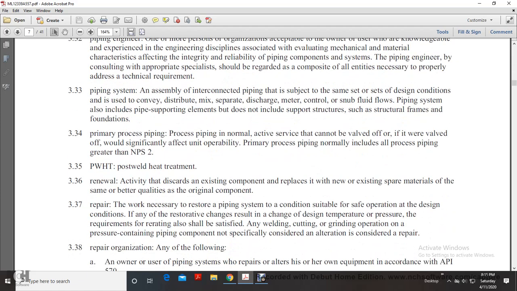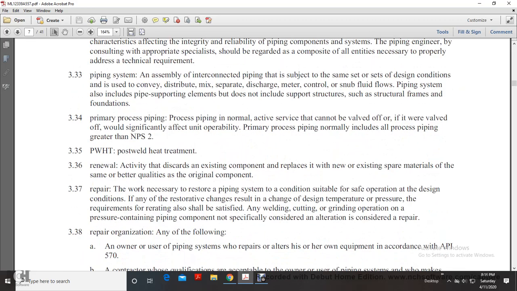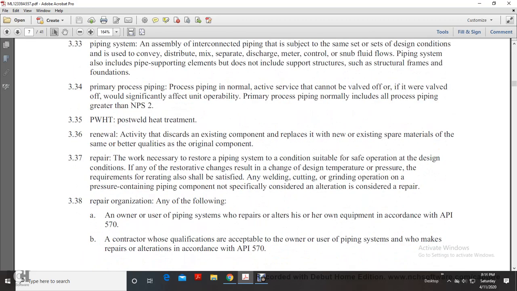Primary process piping: process piping in normal active service that cannot be valved off, or if valved off, would significantly affect unit operability. Primary process piping normally includes all process piping greater than NPS 2. PWHT: post-weld heat treatment.